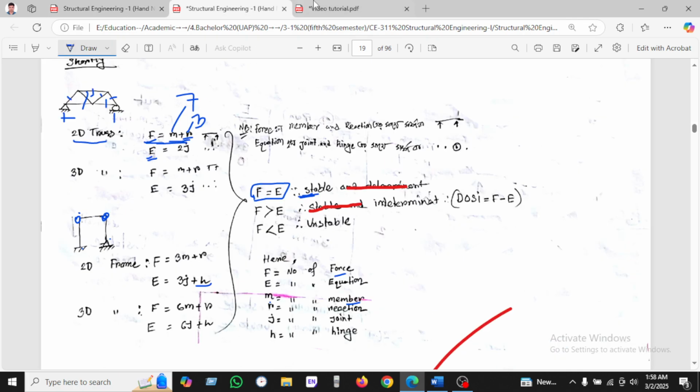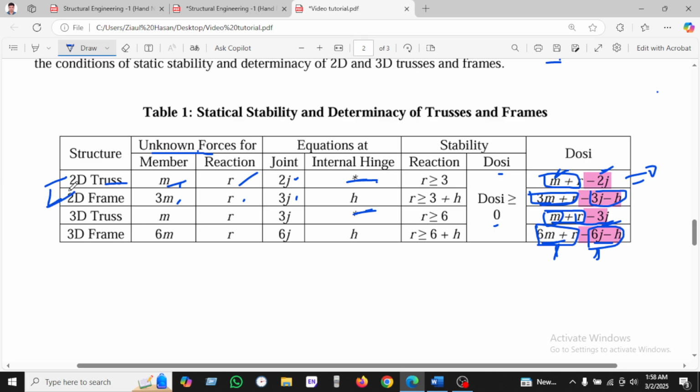You can clearly see here the 2D frame: member is 3m and reaction r, joint 3j, internal hinge, and reaction r is greater than 3j, and DOSI. So we don't need this, but rather we will focus on this portion.